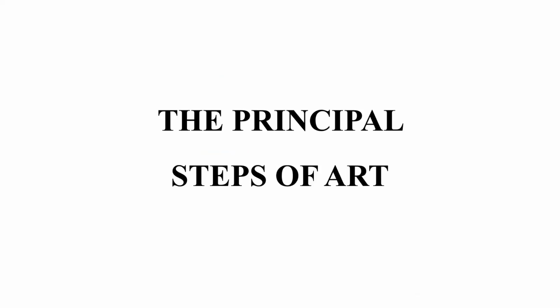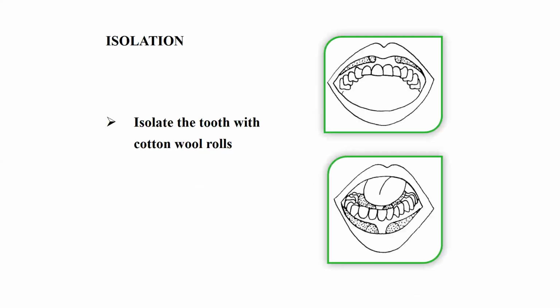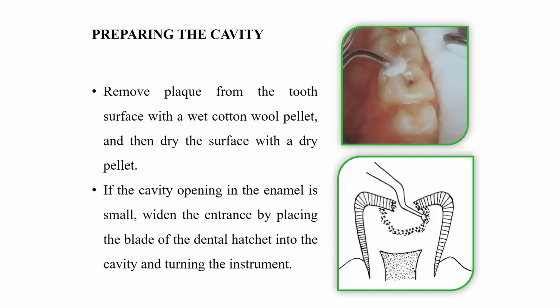Now we will be talking about the principal steps of ART. The first and foremost step in any dental treatment is isolation. We isolate the tooth with cotton wool rolls and then we prepare the cavity. The cavity is prepared by removing the plaque from the tooth surface with a wet cotton wool pellet and then we dry the surface with a dry pellet. If the cavity opening in the enamel is small, we widen the entrance by placing the blade of a dental hatchet into the cavity and turning the instrument.